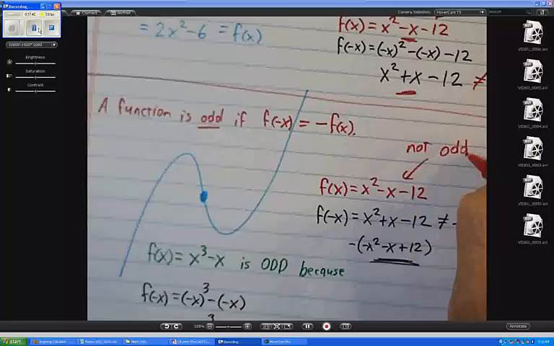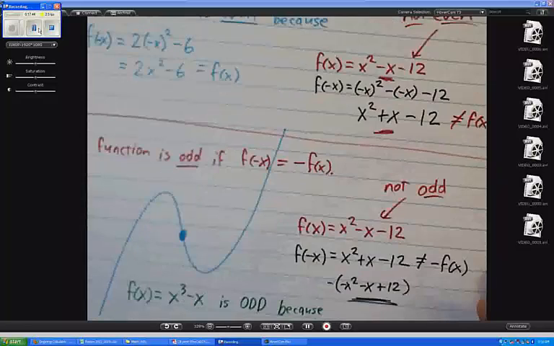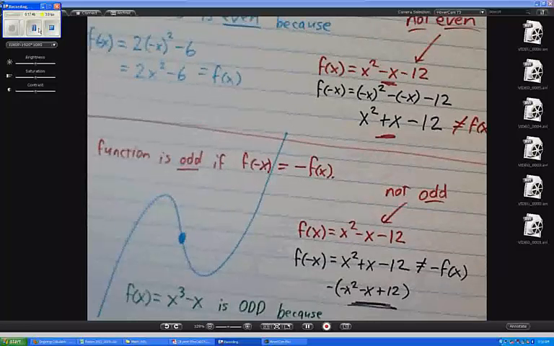So that's one way that these are different than numbers. A function can be not even and not odd very easily. So I guess I'd say it's neither.